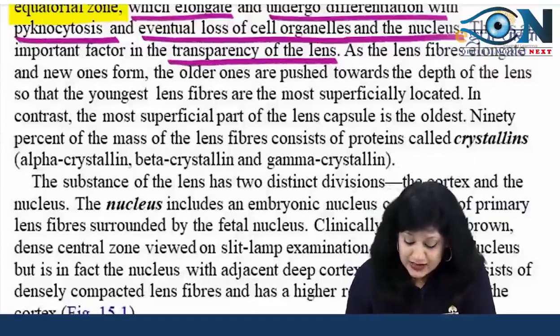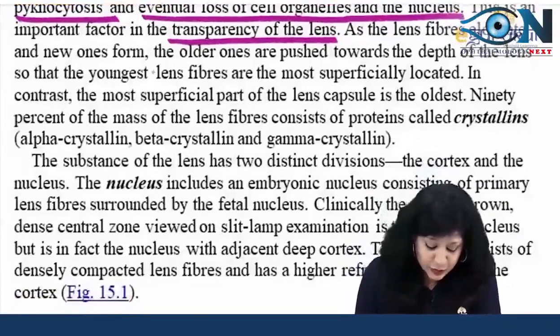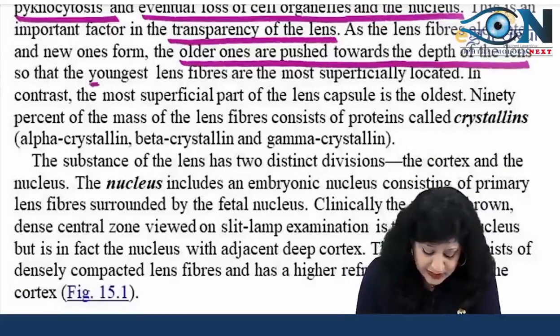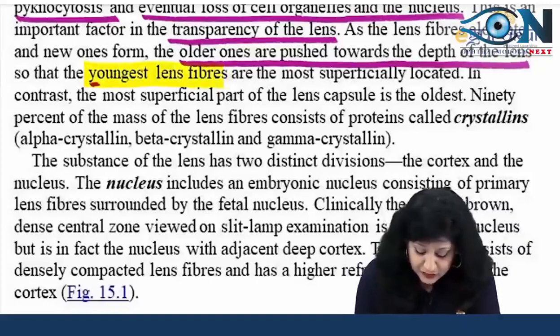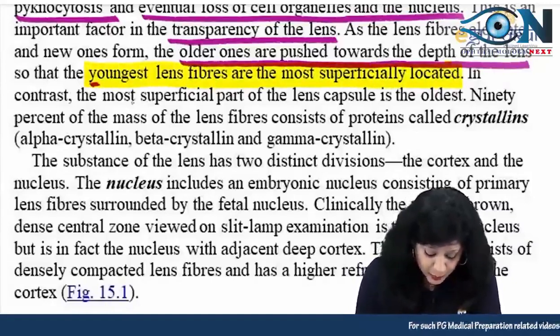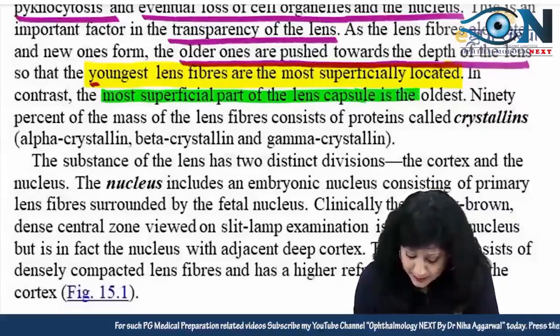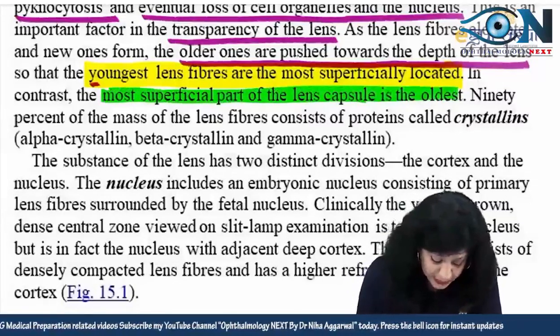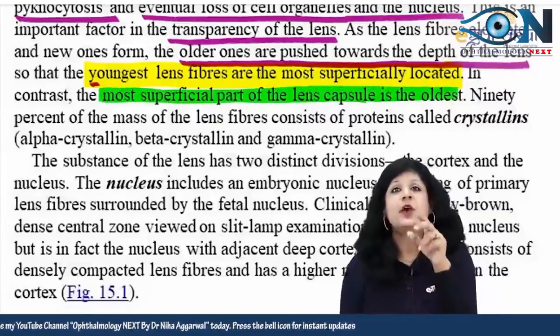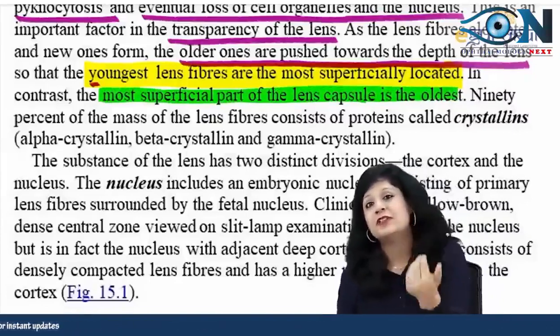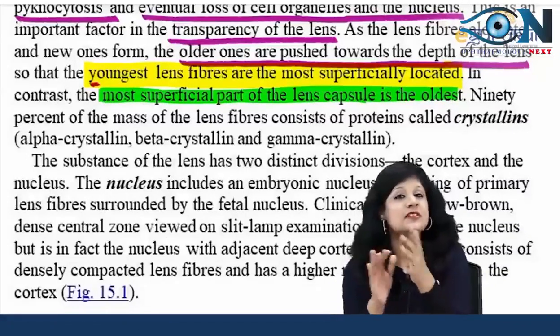Okay, now as the lens fibers elongate and the new ones form, the older ones are pushed towards the depth of the lens. So the youngest fibers are the most superficially located, and another important thing, the most superficial part of the lens capsule is the oldest one. Now see what happens: the fibers present in the lens and the fibers present in the capsule, their arrangement is somewhat different.